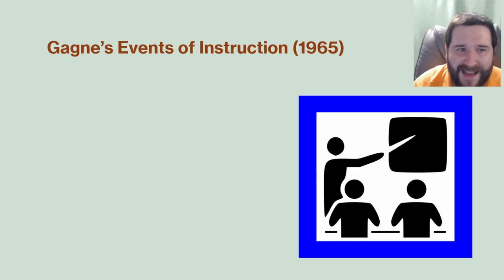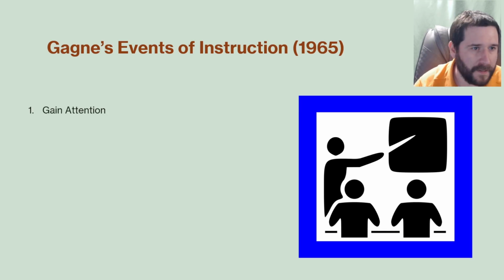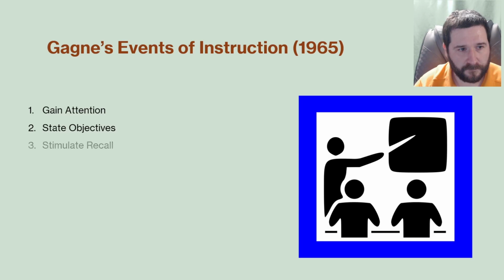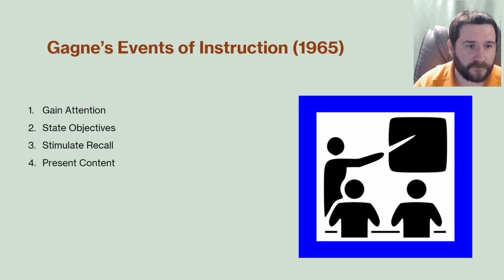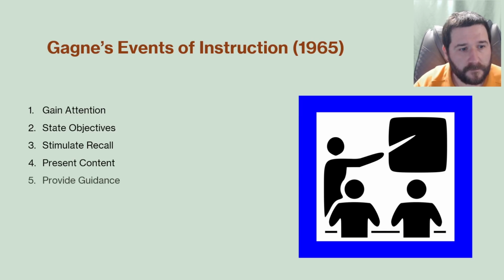Gagne has 9 events of instruction. 1, gaining the attention of the learner. 2, stating the learning objectives. 3, stimulating prior recall. We're trying to facilitate those connections that are going to be made. The germane cognitive load, that's the idea here. We're trying to prime those connections. 4, we present the actual content. 5, provide guidance.